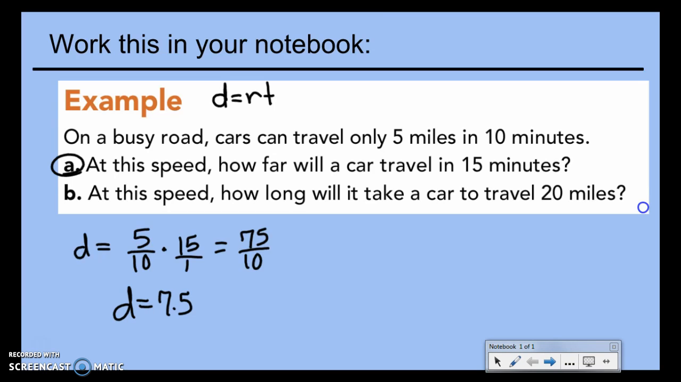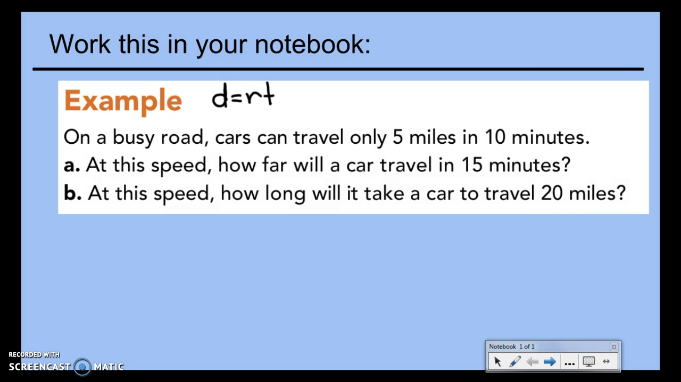On a busy road, cars travel only 5 miles in 10 minutes. At this speed, how far will a car travel in 15 minutes? Well, in 10 minutes they do 5 miles, and in 15 minutes, 7.5 makes perfect sense. So A checks out. Alright, I want you to use the same equation to solve B. At this speed, how long will it take a car to travel 20 miles? When you think you found the answer, raise your hand and have a teacher check your work to see if you got it right.